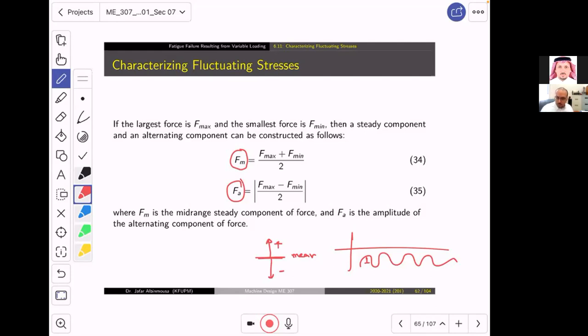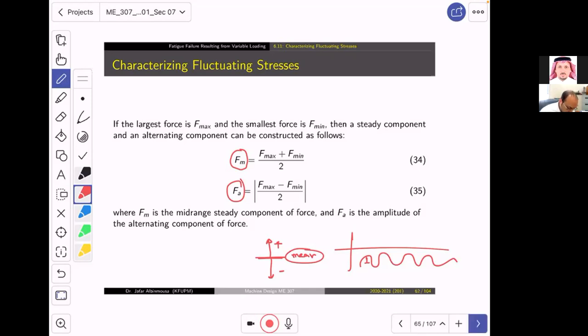So that's why the amplitude has to be positive. If it is negative, then when you add to or subtract from the mean, you will kind of flip them over, but it's better to make it absolute, and this is where you get a positive value. So when you add to the negative mean, it becomes less negative. And if you subtract from the negative mean, it becomes more negative.